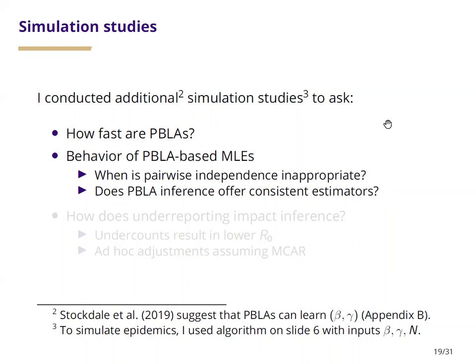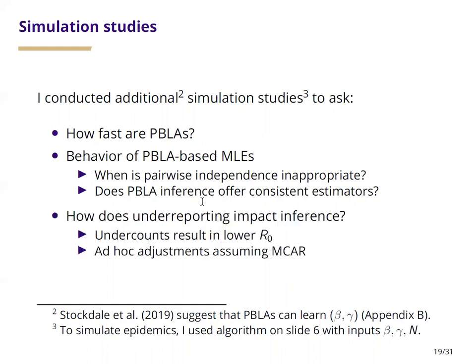So first, how fast are these likelihood approximations? That's to describe the behavior of these methods and the maximum likelihood estimates that they arrive at. When is this pairwise independence assumption, that is, saying expected product equals product of expected, inappropriate? And then, does pair-based likelihood approximation inference offer consistent estimators? I also did a little bit of work studying underreporting and how that impacts inference here. In general, if you have undercounts, this is going to result in a lower estimate of the basic reproduction number.